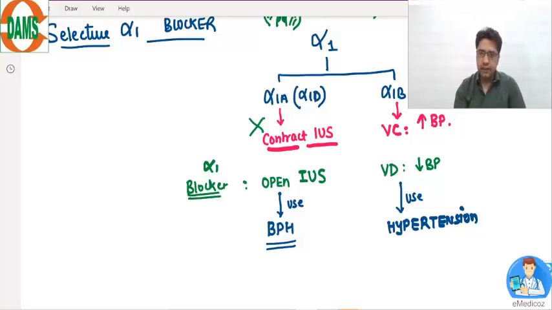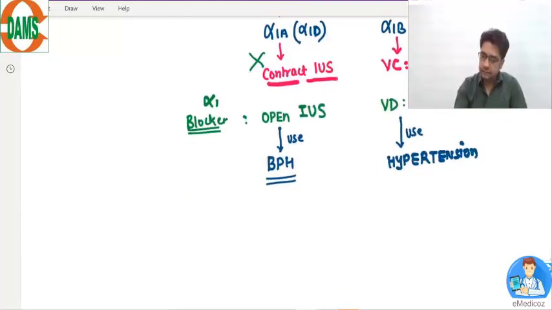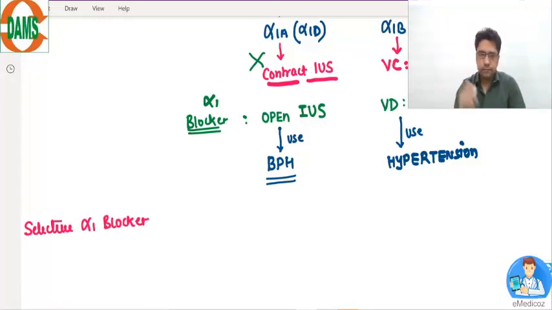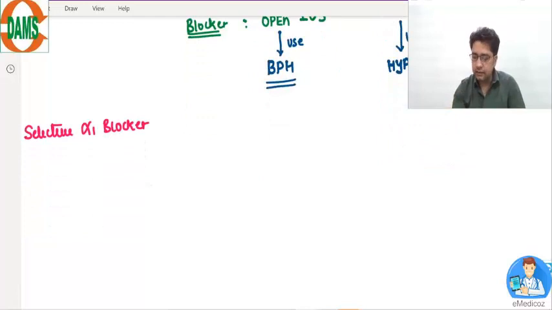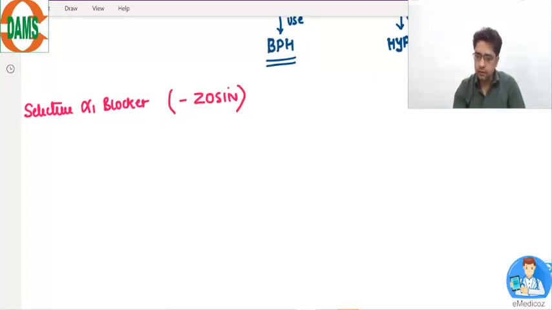Now, let's write certain drugs. So the first drug you will write is selective alpha 1 blocker. And these drugs, they will end with the word zosin. Can you tell me certain drugs?